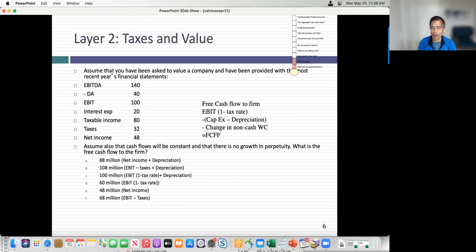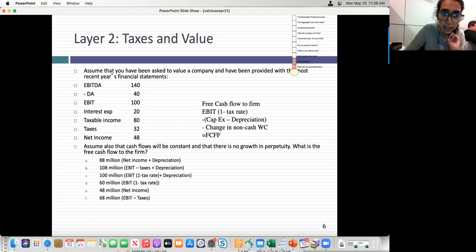And I very helpfully listed out the equation for free cash flow to the firm on the right side in case you need some help. What would your free cash flow to the firm be? And I've given you 6 choices. 88 million would be just the 48 million net income, adding back depreciation. The 108 million would be the EBIT minus the actual taxes paid plus depreciation. So basically, I won't read them all to you, but which of those numbers is your best estimate of the free cash flow of the firm going forward?